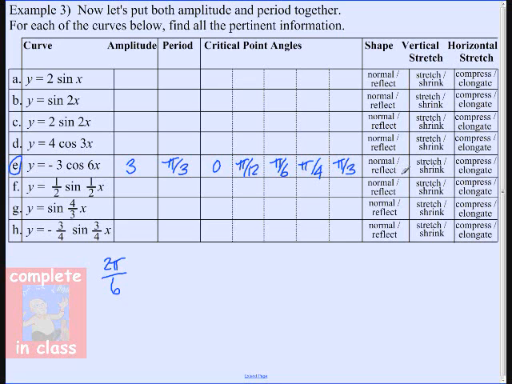What's the shape of this one? Notice we've got a negative here, so this is not normal. This is reflected. Vertical depends on the amplitude. This is going to be stretched. Horizontal depends on the frequency. It's got a high frequency, so it's going to be compressed. Okay? You can do all the rest.